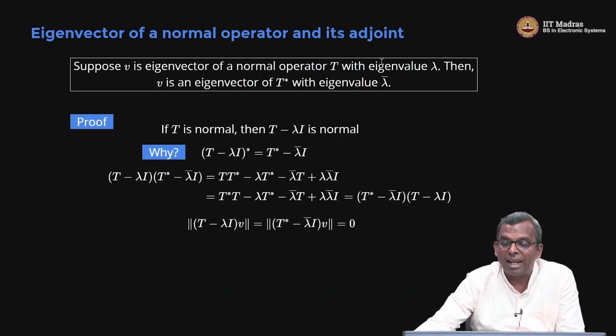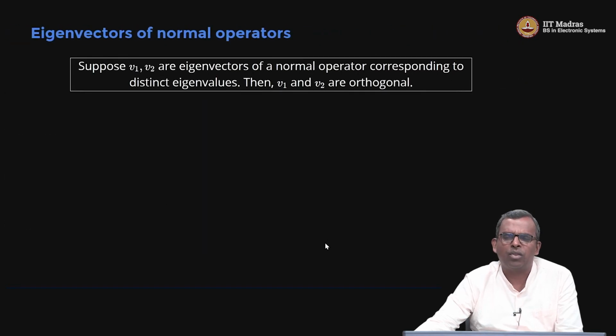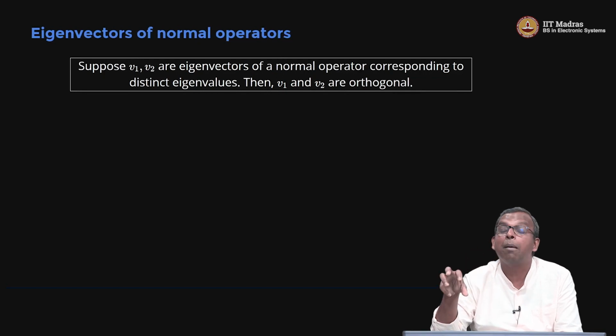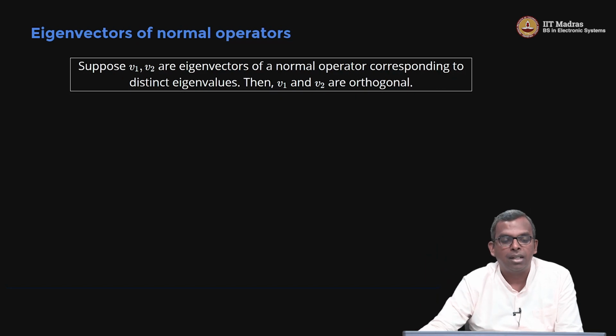Now v is an eigenvector of T, which means the norm of T minus lambda I v is 0. So this also has to be 0. So v has to be an eigenvector for T star as well. That's a very powerful property. That property, of the eigenvector being the same for T and T star but giving you lambda and lambda bar, is enough to show this powerful property: if v1, v2 are eigenvectors of a normal operator corresponding to distinct eigenvalues, then v1 and v2 are indeed orthogonal.